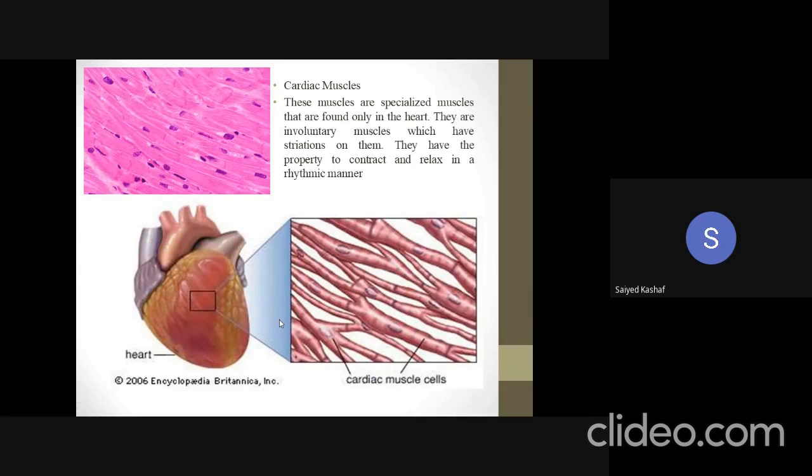The characteristic features of cardiac muscle are that it is involuntary, uninucleated, and branched. You can see the branching pattern in the cardiac muscle. One more important characteristic is the intercalated disc. Intercalated discs are made up of two types of junctions, known as gap junction and desmosome. The gap junction helps in the exchange of components from one cell to another, whereas the desmosome helps in attachment.